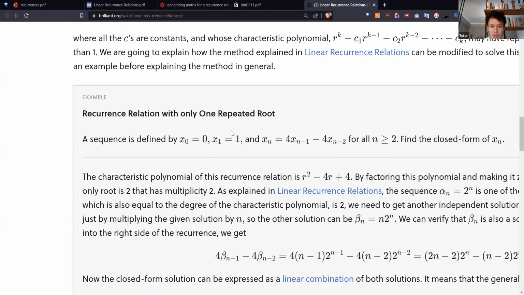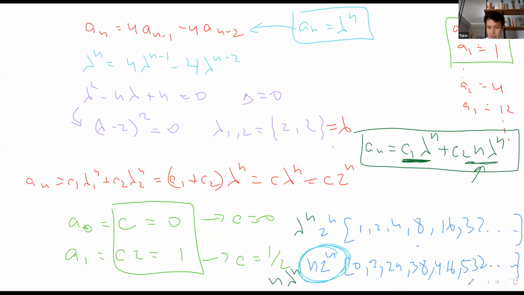Let's look at our whiteboard here. What are the roots? This is going to be this sequence and this sequence. So if I look at my an, I would write that an is going to be C1 lambda to the n plus C2 n lambda to the n.